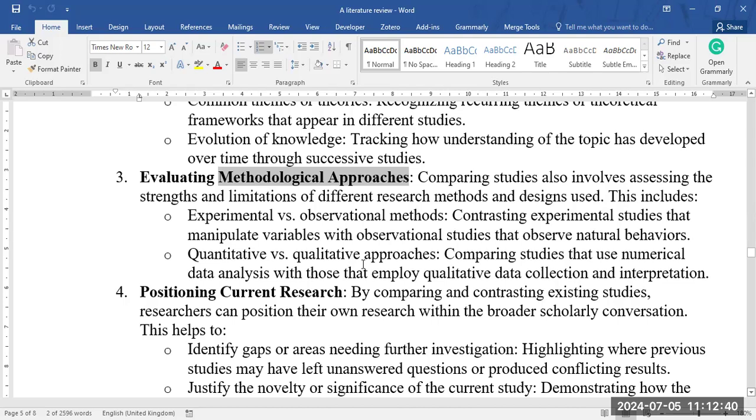So there may be differences between experimental studies and observational studies, and also quantitative versus qualitative approaches. Comparing studies that use numerical data analysis with those that employ qualitative data collection and interpretation. In which research context is the qualitative research approach appropriate or suitable, or in which research settings is quantitative research appropriate? When they are reading the previous researchers, they can understand the particular research context.